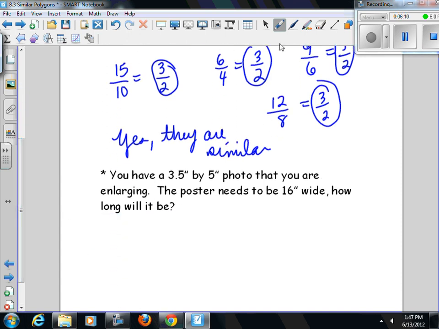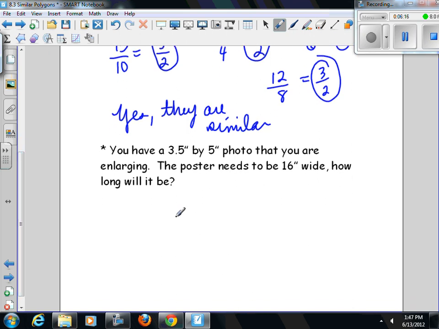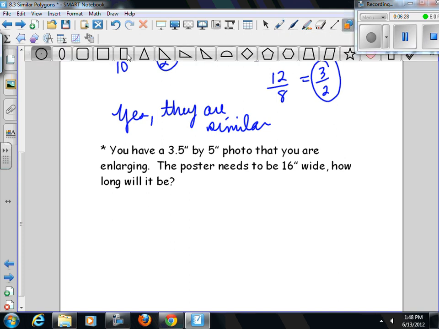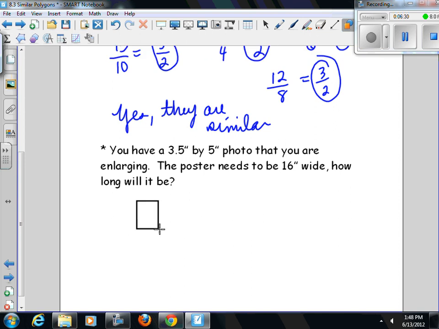Okay, now let's take a look at this problem. You have a 3.5 inch by 5 inch photo that you are enlarging. You're going to make it into a poster, and the poster needs to be 16 inches wide. How long will the poster be? So let's start. See if we can draw a picture of this.